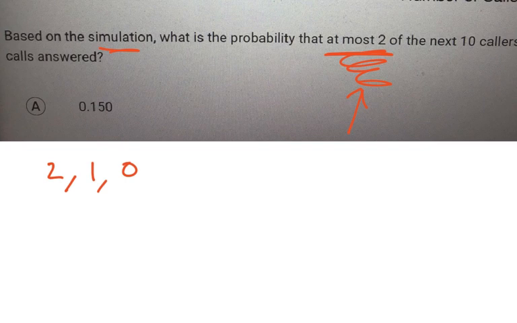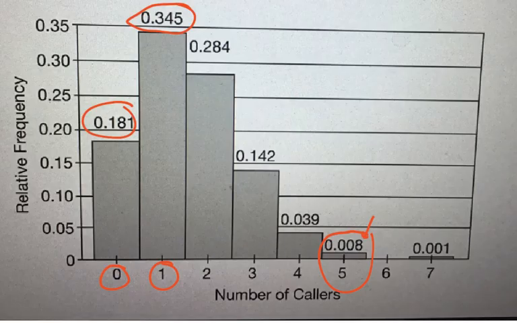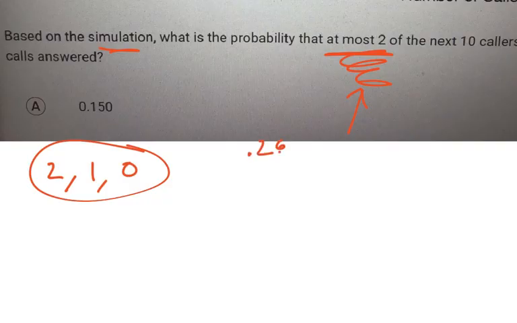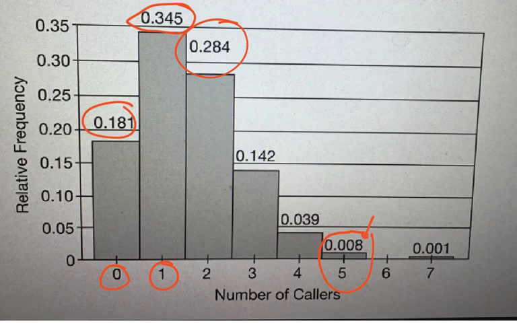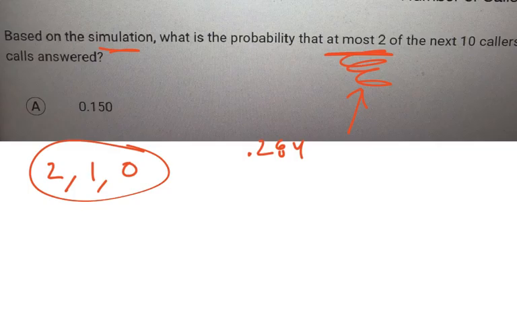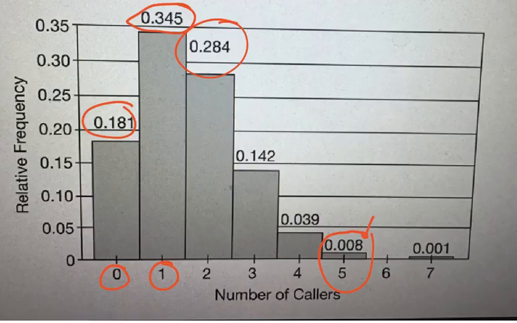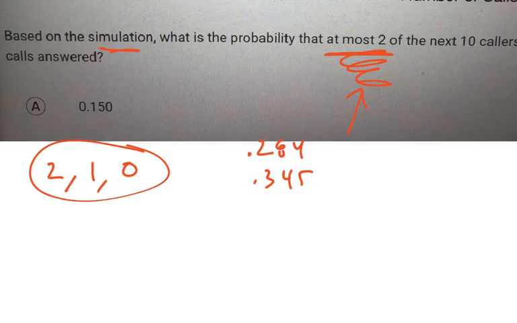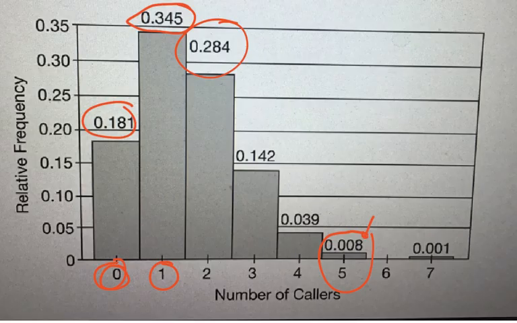So if I want to know the probability that one of these is going to happen, we're just going to total them up. So I know that 2 out of 10 happened 0.284 times. We know that 1 out of 10 happened 0.345 times, and 0 out of 10, that means none of those 10 had to wait more than 8 minutes, which is a good thing, happened 0.181. So all I have to do is carefully add those together.